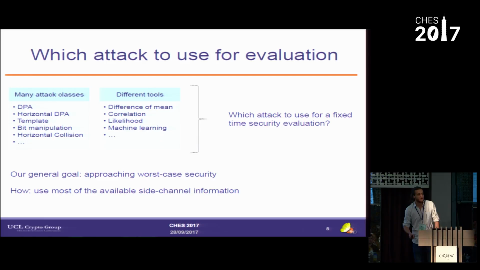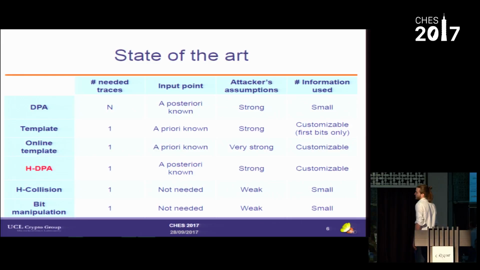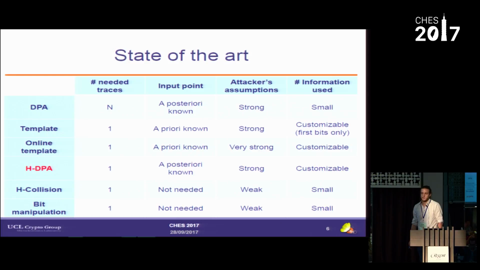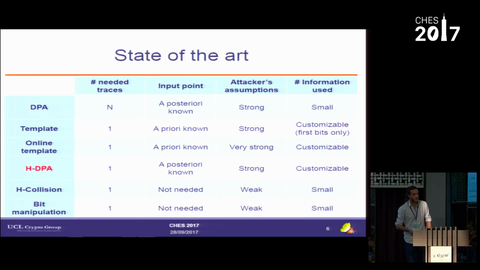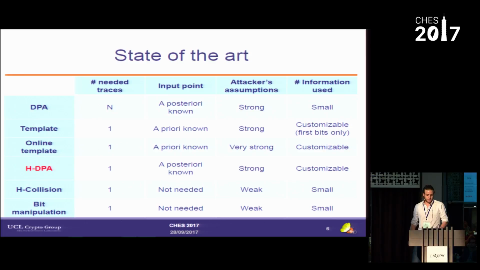Quick look at the state of the art, non-exhaustively. First, on the top, we have the very old DPA, which is an attack that needs several traces from the same scalar. The scalar needs to be known for the attack. So we class it in a strong attacker's assumption. And this attack only uses a very small part of the information in the traces. Then we have different attacks that can all use only a single trace to be successful. First, we have template attack, which requires a knowledge of the point in advance to do the profiling. This is thus a strong attacker assumption attack.